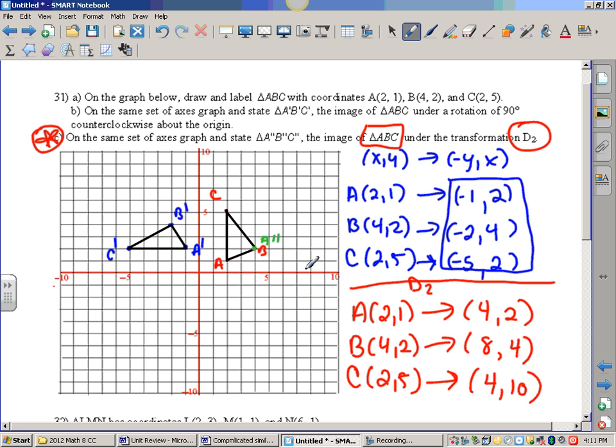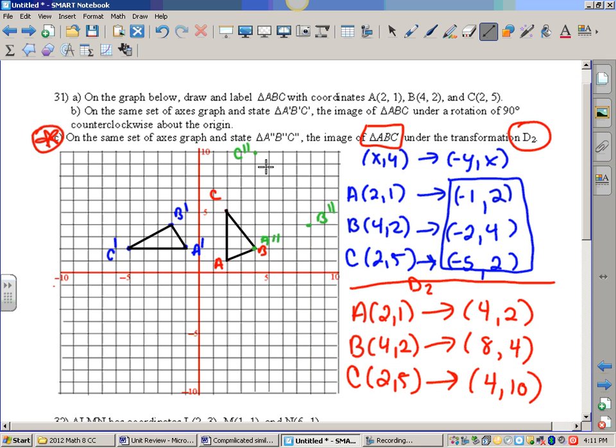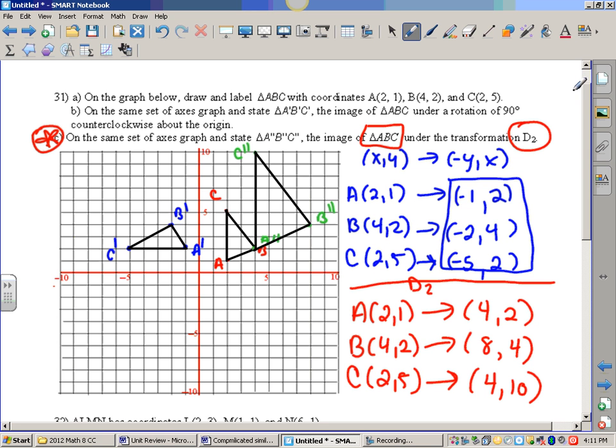8, 4 is B double prime, and then C double prime. Remember that a dilation is what makes similar figures: copy pasted and then the corner is dragged out or dragged in, but it still needs to have the same basic shape. We know that the corresponding angles have to be the exact same thing, and the only thing that's different is that the side lengths are in proportion.